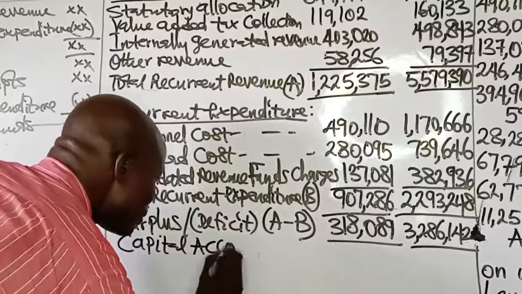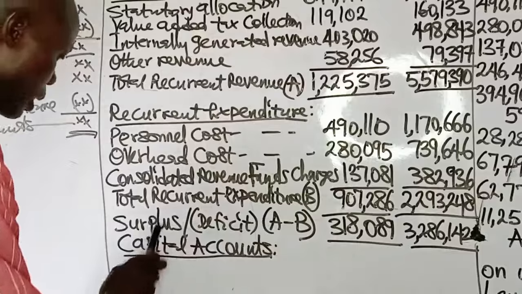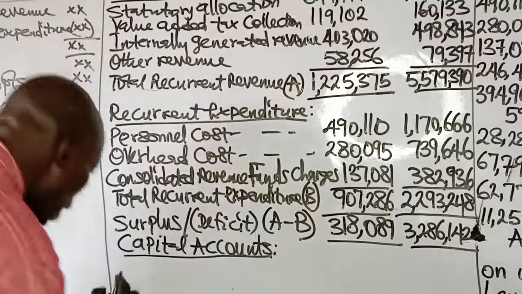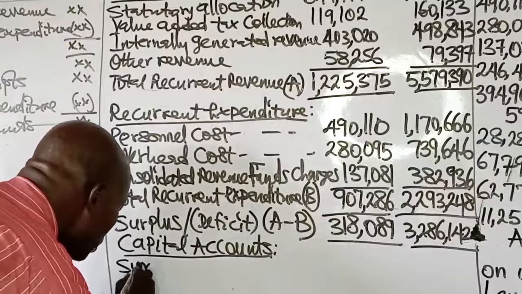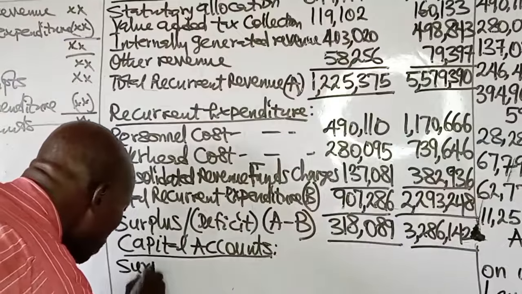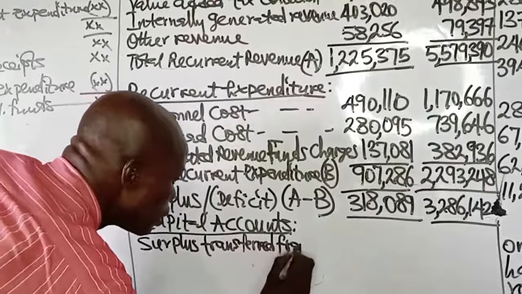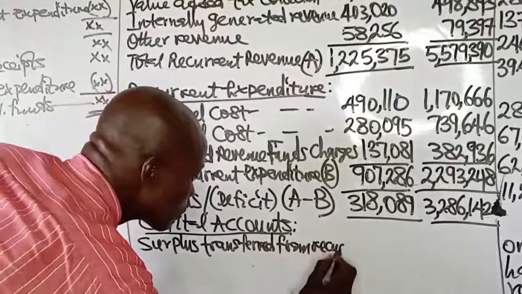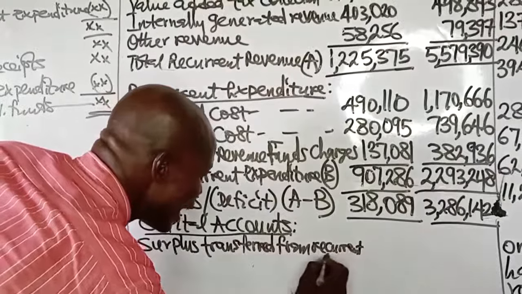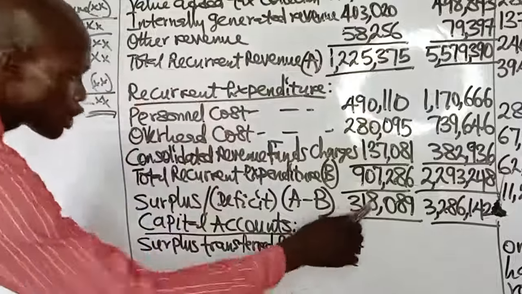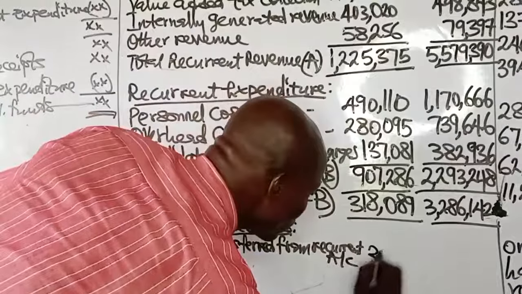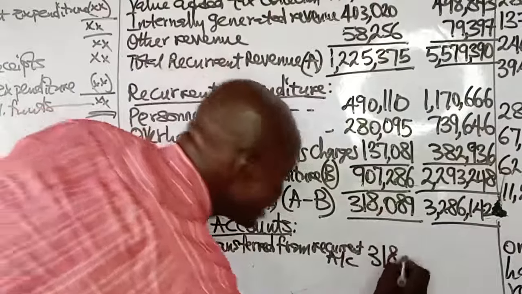Capital accounts. Then you are starting with the opening balance from recurrent accounts. Transfer from recurrent accounts. Surplus transferred from recurrent accounts. We have surplus of 318,089.